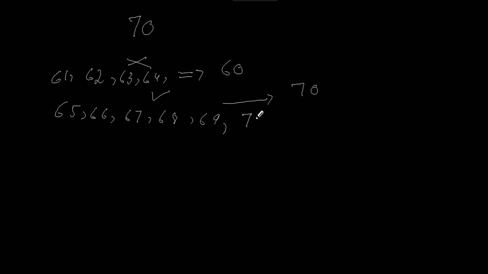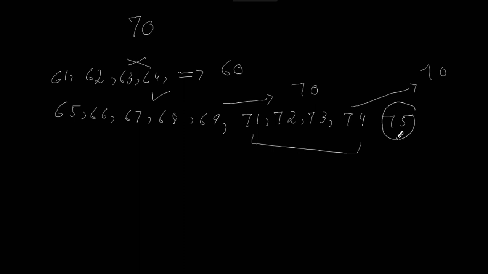Now, what are the next numbers? 71, 72, 73, and of course 74. But is 75 possible? No, 75 will not make it 70, so we are not adding 75. 75 will round up to 80. That's why we take the numbers from 65 to 74.